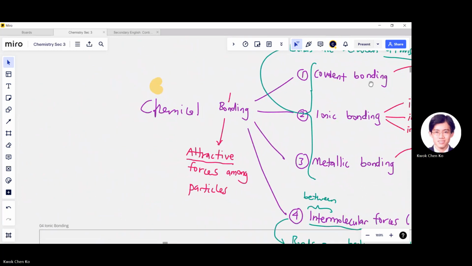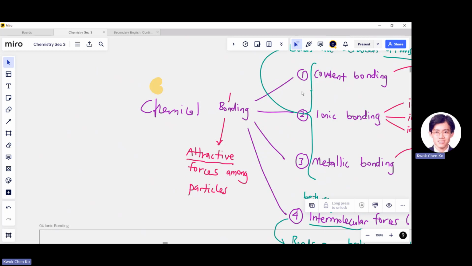Dylan, when do you know it is a covalent bond? It's two or more non-metals. Okay, simple as that. Two non-metals bonded together, that bond is a covalent bond. That one is super important. Don't miss that out.